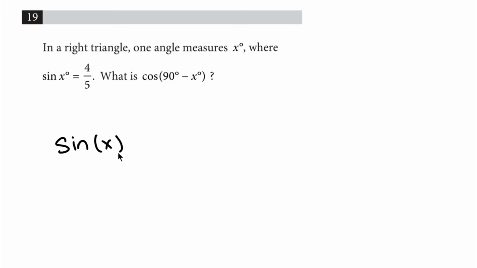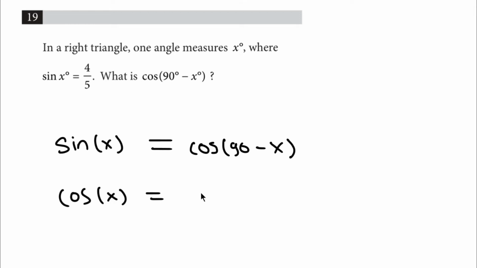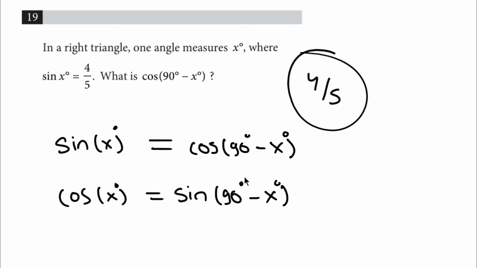Sine of x is going to be equal to cosine of 90 minus x. And cosine of x is equal to sine of 90 minus x, where x and 90 are all in degrees, okay? And this is an important trigonometric property, the proof of which is again given in my video course. But for this problem, you just need to know that if sine of x is equal to 4 over 5, then cosine of 90 minus x has to also be equal to 4 over 5. Therefore, 4 over 5 is the correct answer to this problem.